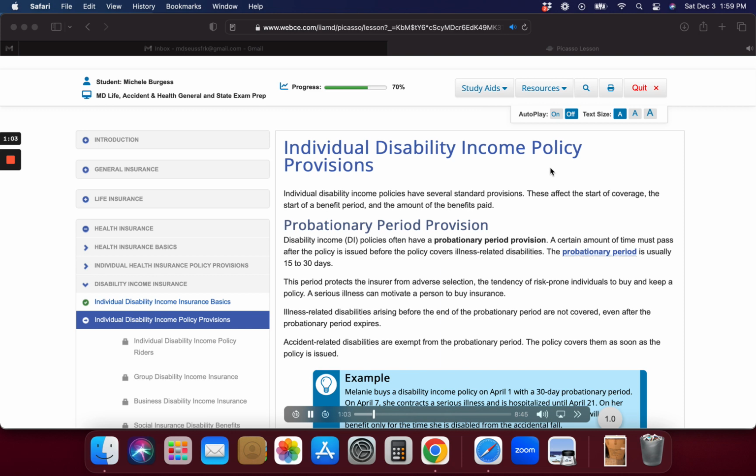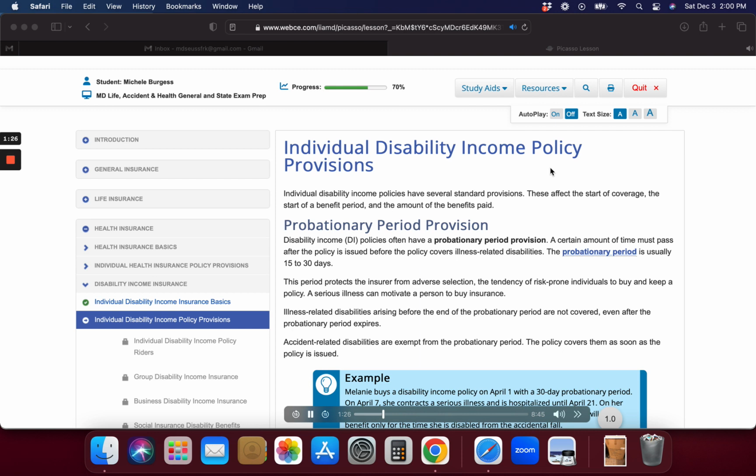Example: Melanie buys a disability income policy on April 1st with a 30-day probationary period. On April 7th, she contracts a serious illness and is hospitalized until April 21st. On her way home from the hospital, she falls and breaks her leg. The DI policy will pay a benefit only for the time she is disabled from the accidental fall.